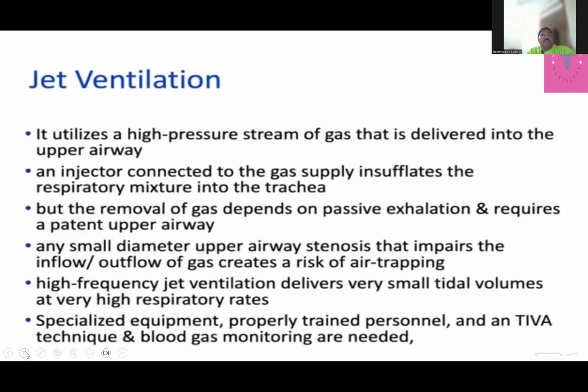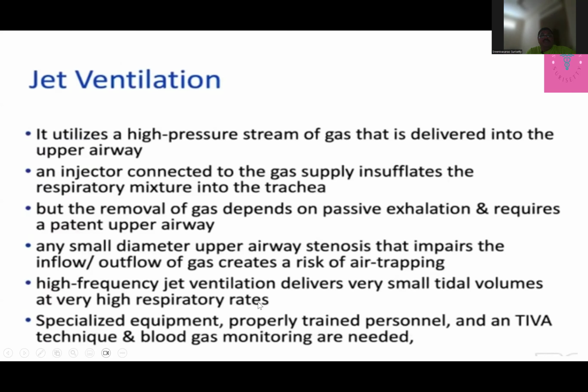Third thing, jet ventilation. It utilizes a high pressure stream of gas that is delivered to the upper airway. An injector connected to the gas supply insufflates the respiratory mixture into the trachea, but the removal of gas depends on passive exhalation and requires a patent upper airway. So we should maintain a patent upper airway for exhalation. Any small diameter upper airway stenosis that impairs inflow and outflow of gas creates a risk of air trapping, especially in the lung.